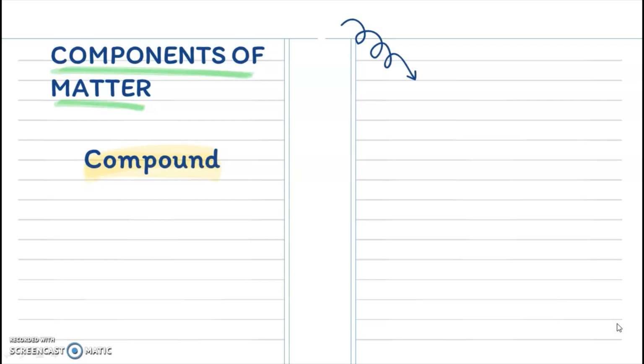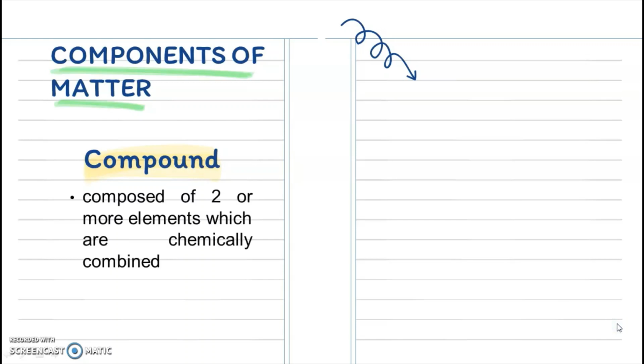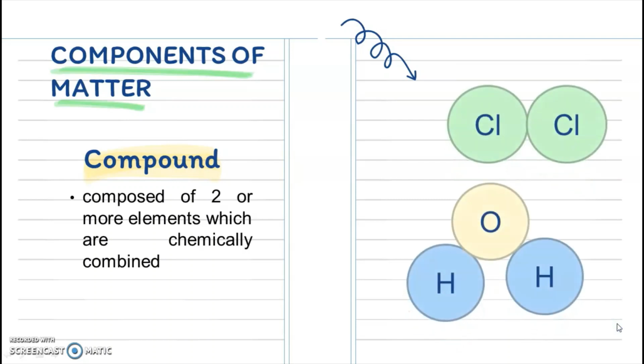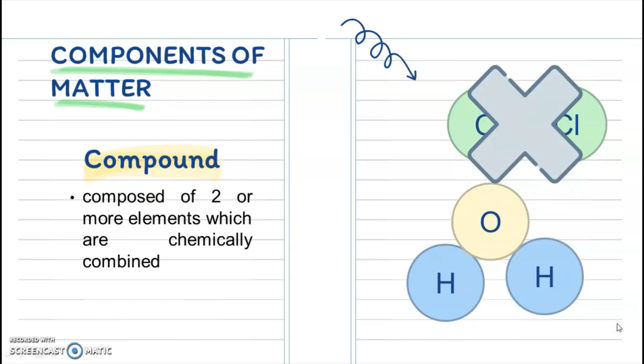Ano naman yung difference ni molecule with compound? When we say compound, it is composed of two or more elements which are chemically combined. So, meron tayo ditong chlorine at saka water. Pwede ba natin i-consider si chlorine as compound? The answer is no. Dahil iisang type lang ng element yung meron siya. It is a molecule but not a compound.